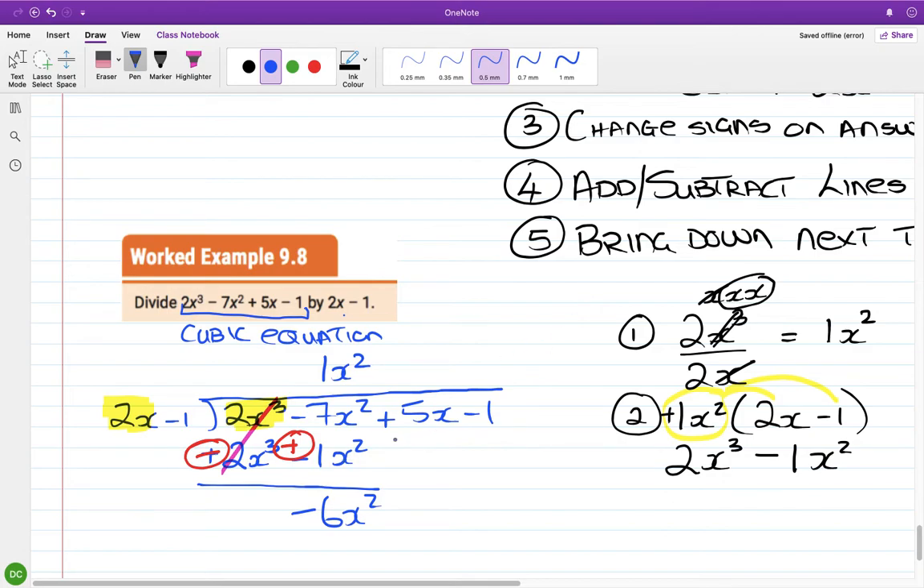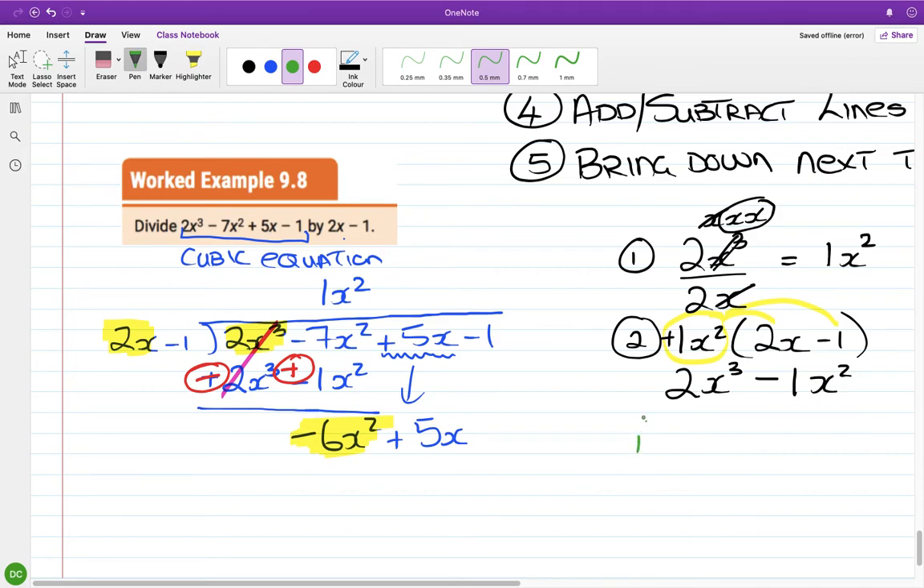Step 5, bring down the next term. So the next term here is the plus 5x. So I bring it down, plus 5x. So we're done with step 5. We go straight back up to the top. Okay. So term outside divided by term inside. Sorry, the other way around, term inside divided by term outside. But now the term inside has changed because we're onto a new level. So I might do this in a different colour.